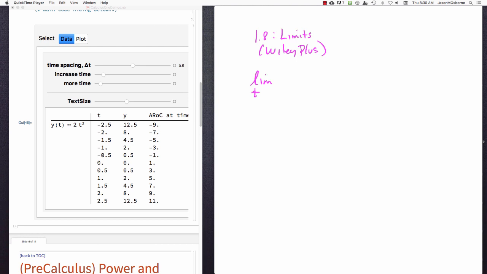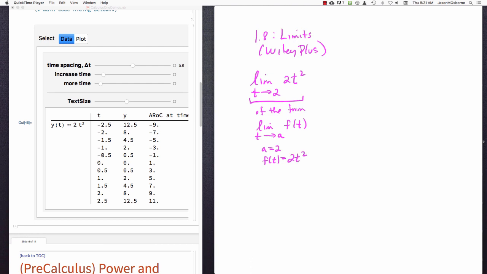We've got a limit as t goes to, let's say, 2 of the function 2t squared. Notice that this is of the form limit as t goes to some point of interest a of some function f of t. So the point of interest is 2 and the function f of t is equal to 2t squared.